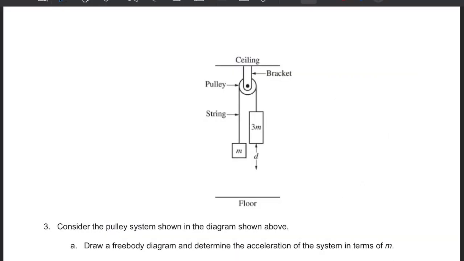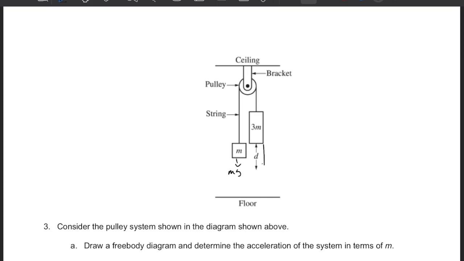All right, back page. We've got a pivot, a point of a pulley. It doesn't indicate that it has any mass initially. Mass 1 on the left, or just 1m. On the right, we have 3m. Draw a free body diagram and determine the acceleration of the system in terms of m.